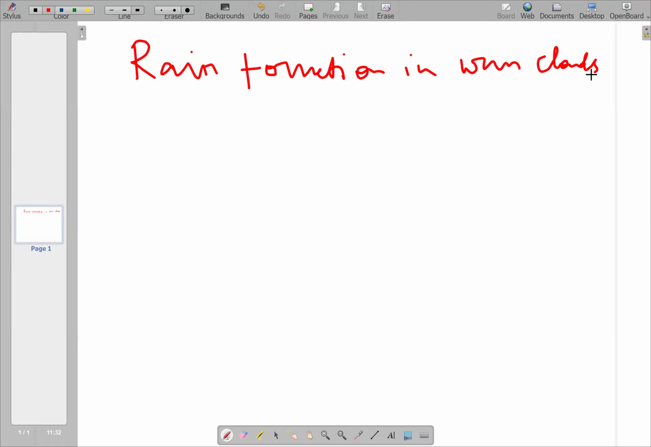So perhaps you have noticed that the cloud boundary usually has a very flat bottom, but the top is puffy and not flat. So do you have an idea why it is like that? Why do we have a flat bottom but fluffy top? Anyone?